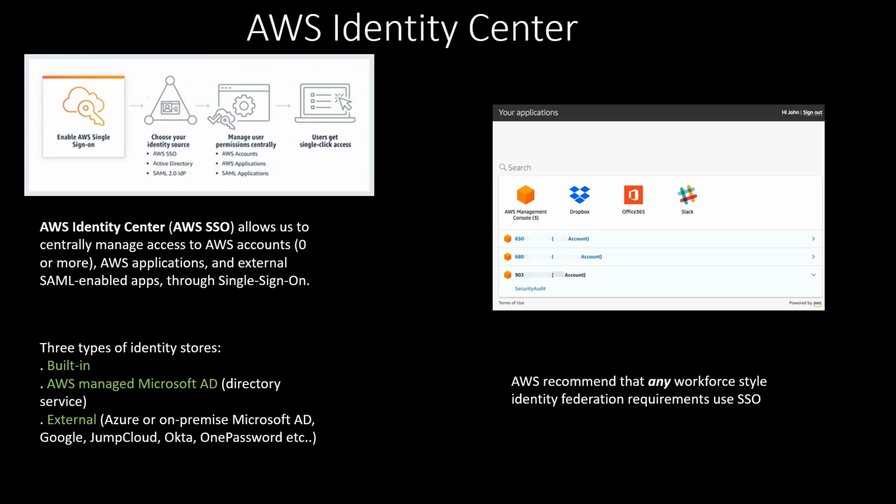As you can see from that image on the right, that is a single sign-on portal after you've signed in. You can see the AWS accounts that user has access to, and they can click through those and access that account through whichever permission set or sets they have been granted. They can also access whichever third-party SAML-enabled apps have been configured for Identity Center, such as Dropbox, Office 365, or Slack.